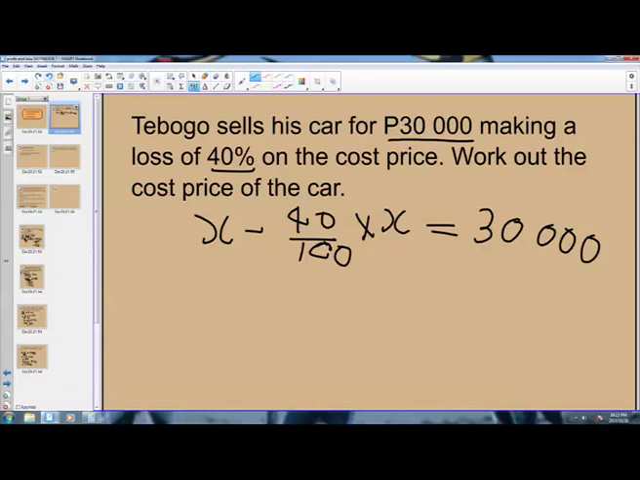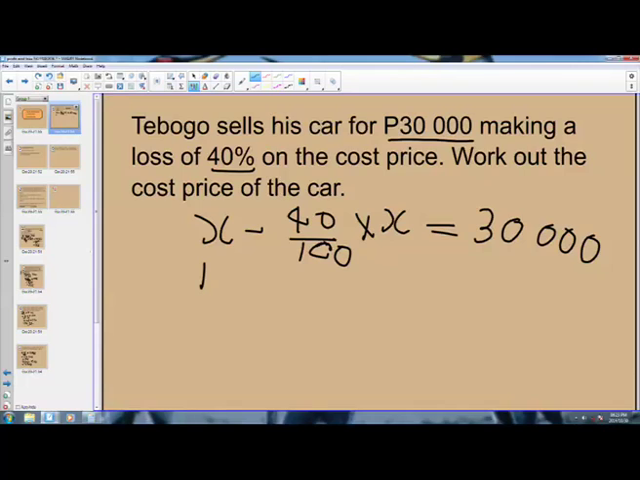After this, we are to find the cost of this car. Now, let us understand that the cost price of this car is X. So this simply means we are now solving for X. To solve for X, this is 40 over 100 times X, 30,000 over 1. So we are going to multiply throughout by 100.